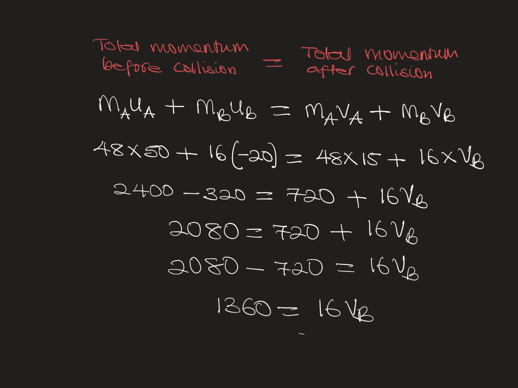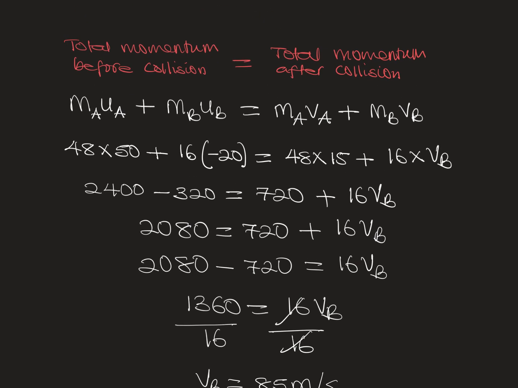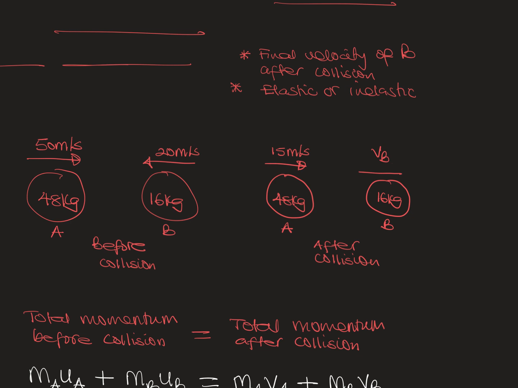If I want to find VB, I will divide both sides by 16. Then VB is equal to 1360 divided by 16, and that gives 85 meters per second. So the final velocity for B is 85 meters per second.